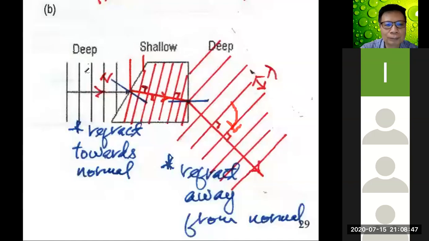And drop down here, deep to shallow, refracted towards the normal. Normal is here. So go towards the normal, near to the normal. From shallow, go up to deep, away from the normal, refracted away from. But because the normal is here, away from normal means have to go down, away from the normal. Okay. Now please copy the diagram.